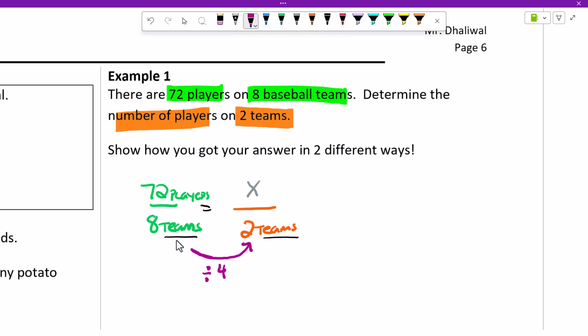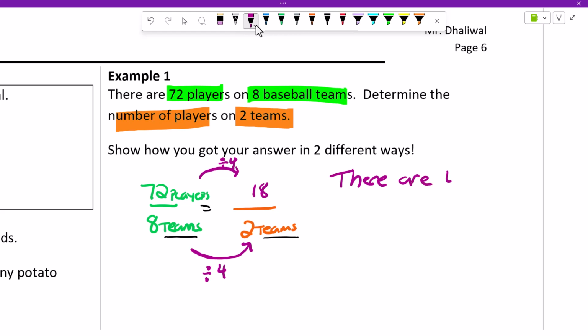So to go over here, we have to do the same thing. So you go divide by 4. So we grab our calculator out. We go 72 divided by 4. What number do you get? 18. Is it 18? Yeah. So then we can put 18 here.